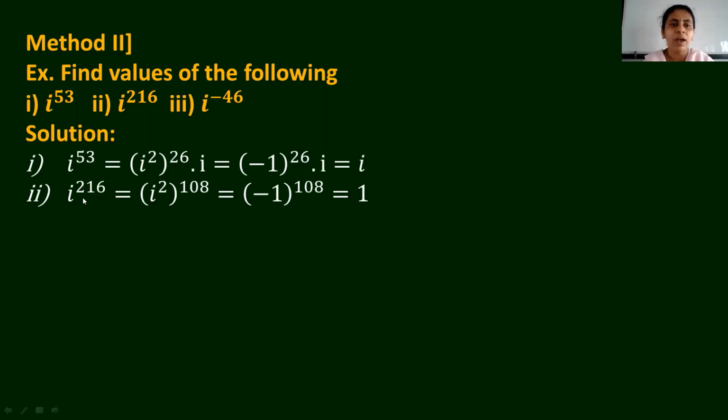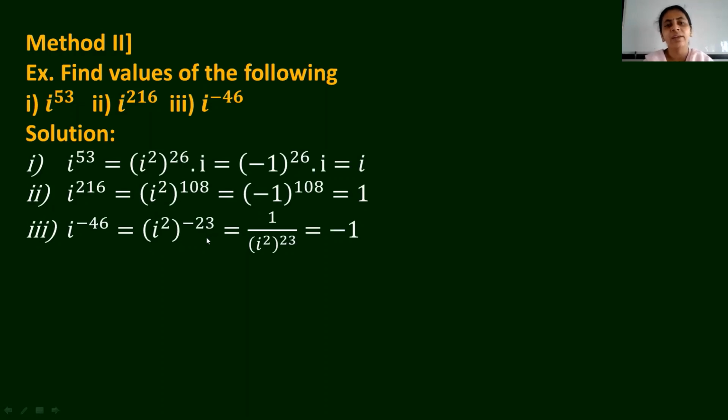In the second example, i raised to 216 is equal to (i square) raised to 108. Now i square is equal to -1, and -1 raised to an even power is 1. So the answer is 1. Now i raised to -46 is equal to (i square) raised to -23. Now (i square) raised to -23 means 1 upon (i square) raised to 23. And i square is equal to -1, and -1 raised to an odd power means -1. So the answer is -1. So in this way we can calculate any power of i.